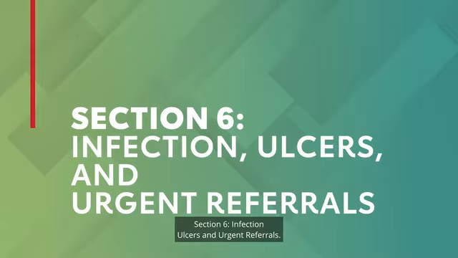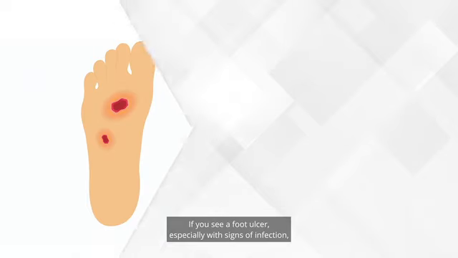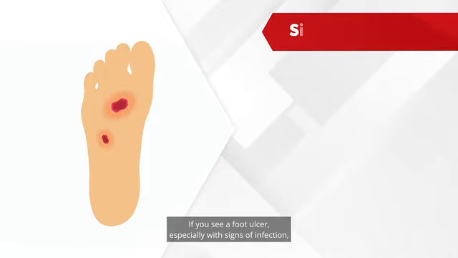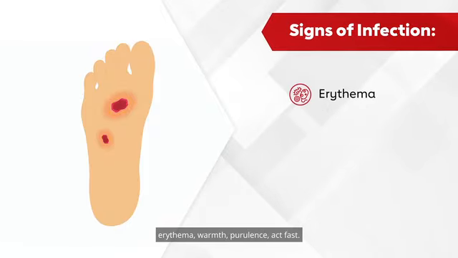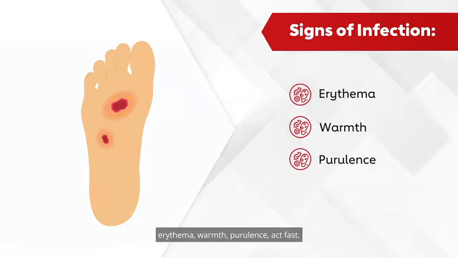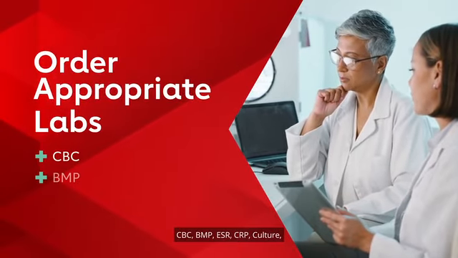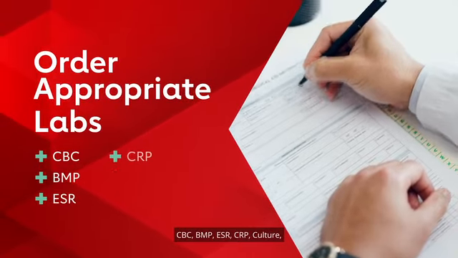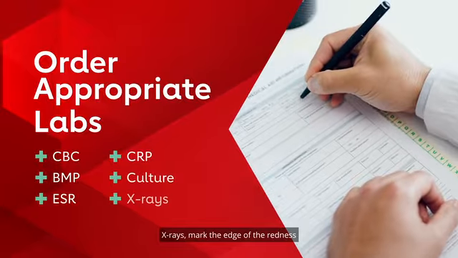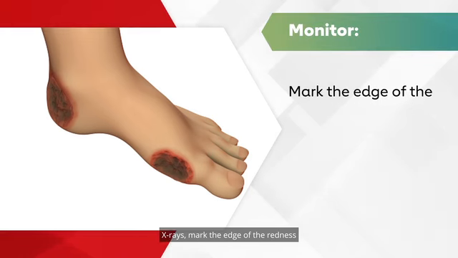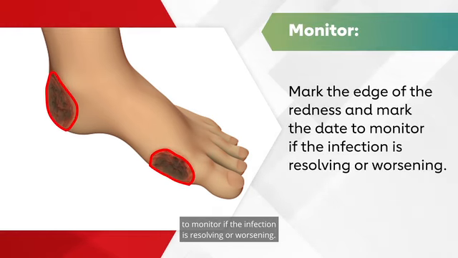Section 6. Infection, ulcers, and urgent referrals. If you see a foot ulcer, especially with signs of infection: erythema, warmth, purulence, act fast. Order appropriate labs: CBC, BMP, ESR, CRP, culture, X-rays. Mark the edge of the redness, and mark the date to monitor if the infection is resolving or worsening.